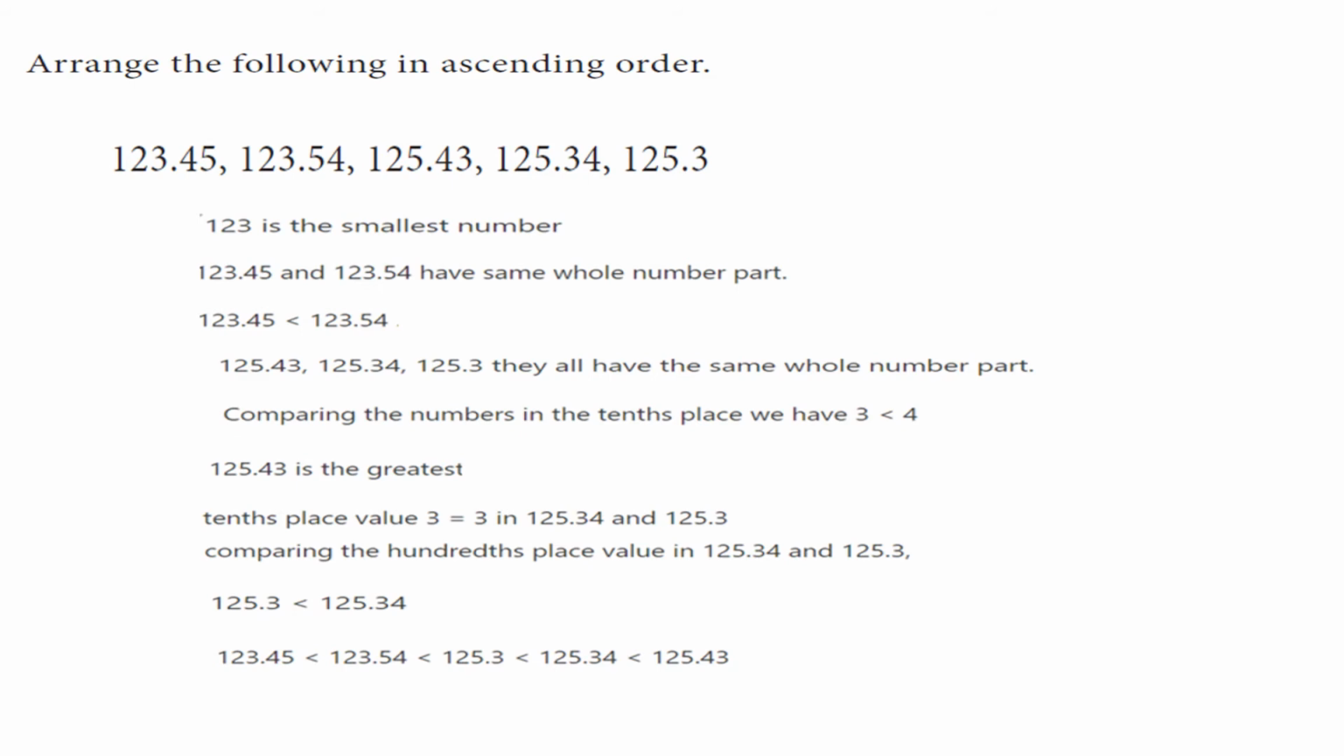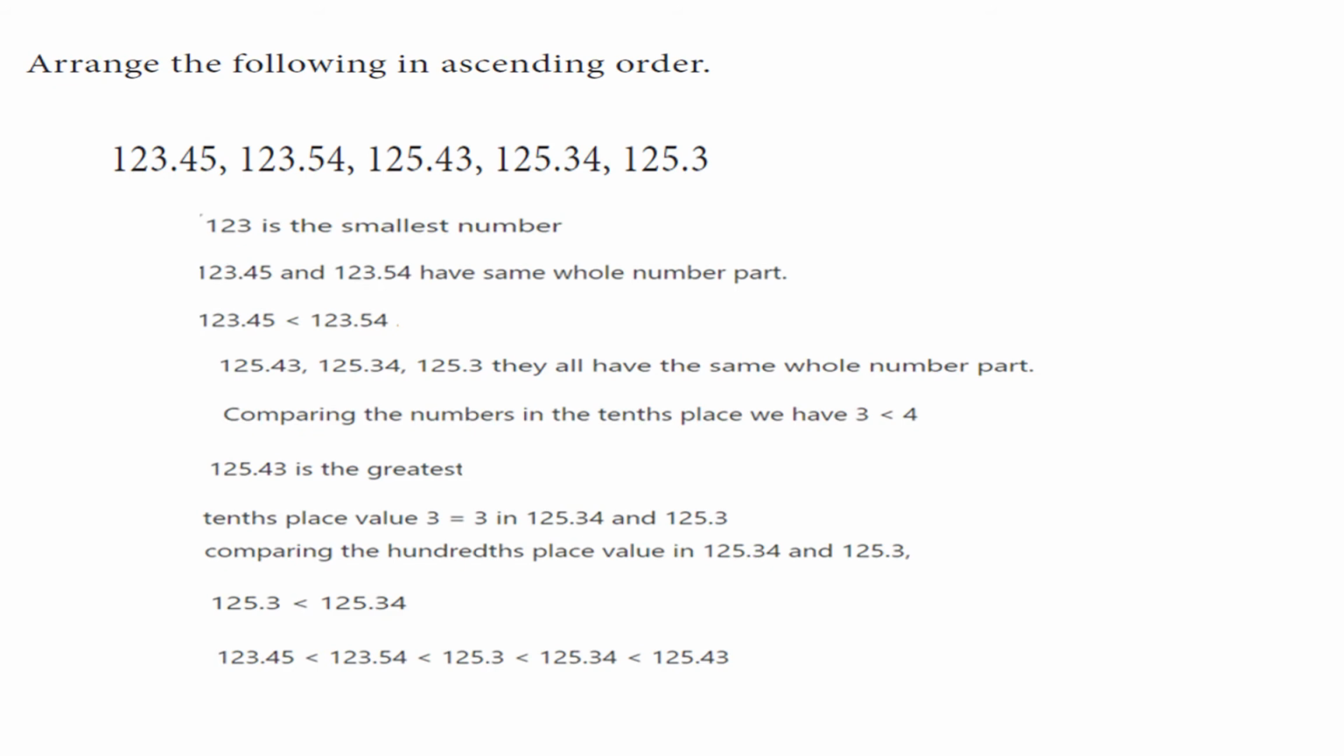Next go to the next whole number part. 125.43 and 125.34, 125.3. Here the whole number part is equal. Compare the 10th place: 3 is less than 4. Therefore 125.43 is the greatest. Next compare the whole number 125.34 and 125.3. Here the 10th place is equal. So compare the 100th place.